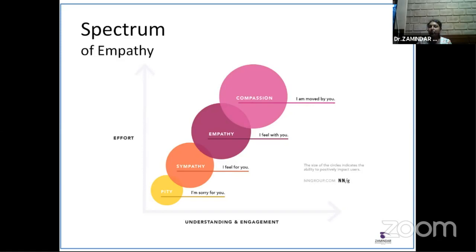If we extrapolate this spectrum to our practice, we have pity at the bottom. Moving up, we have sympathy, we have empathy, and then compassion. Pity and sympathy require no effort, whereas empathy and being compassionate require a lot of effort. With pity, you just feel sorry for somebody, and with sympathy, you just feel for somebody. But with empathy, you feel from the person's perspective. Compassion, driven by empathy, means they do take some action to help the situation or the person.